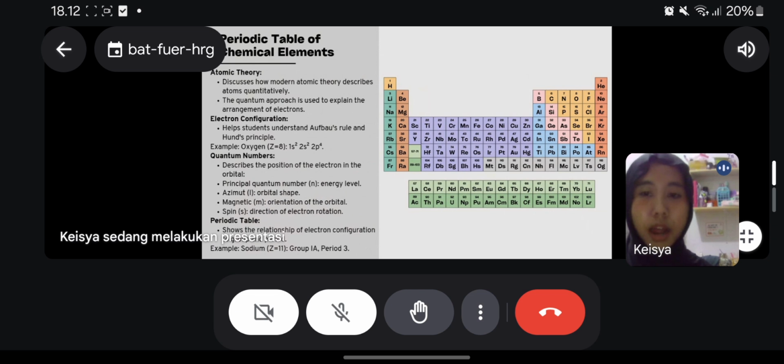Second, the electron configuration becomes clear. For example, a sodium atom with an electron configuration of 1s2 2s2 2p6 3s1 can be studied by tracing how electrons are arranged in orbitals according to the Aufbau rules. Third, the periodic table can be explained by relating the electron configuration to the position of the element in the group and period. For example, the last electron in the 3s subshell for sodium explains why this element is in group 1A and period 3.